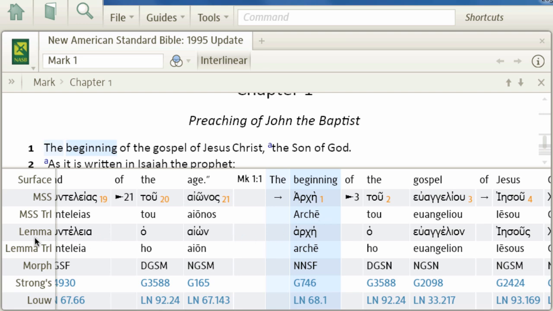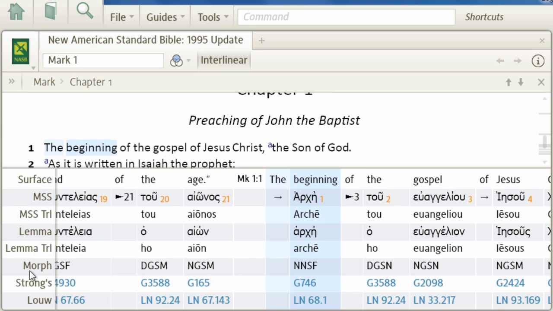This next line, lemma, refers to the word or form of a word that is listed at the beginning of a dictionary entry. So, if I were to look up this word here, euangeliou, in a Greek dictionary, I would see this word here, euangelion, at the beginning of the entry. Now, lemma transliteration is the same as manuscript transliteration, except it's a transliteration of the lemma form.